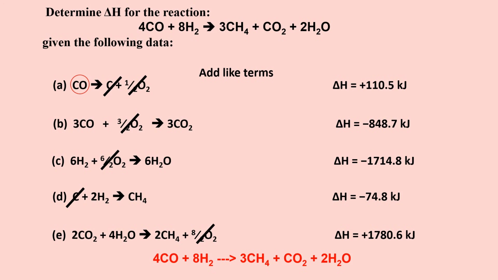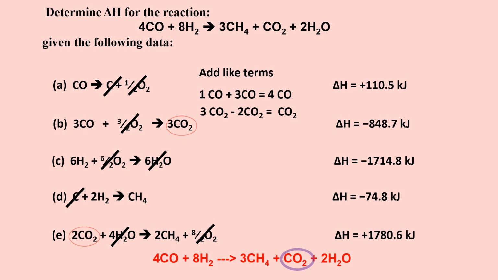Now we add like terms, where on the reactant side of equation A we have CO, and on the reactant side of equation B we also have CO. 1 CO plus 3 COs is equal to 4 COs, or carbon monoxide. 3 moles of CO2 minus 2 moles of CO2 is equal to 1 mole of CO2, where 3 moles of CO2 is found on the product side of equation B, and 2 moles of CO2 is found on the reactant side of equation E. This means that the 3 moles were consumed and the 2 moles were produced.